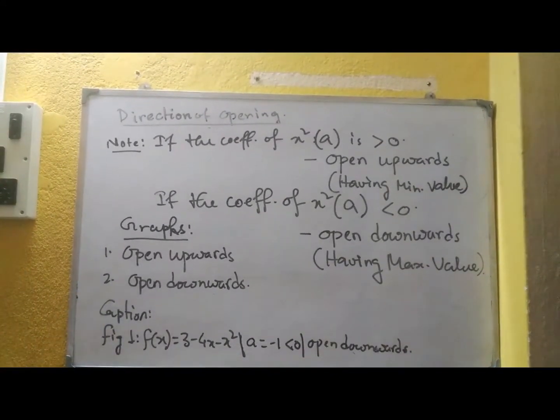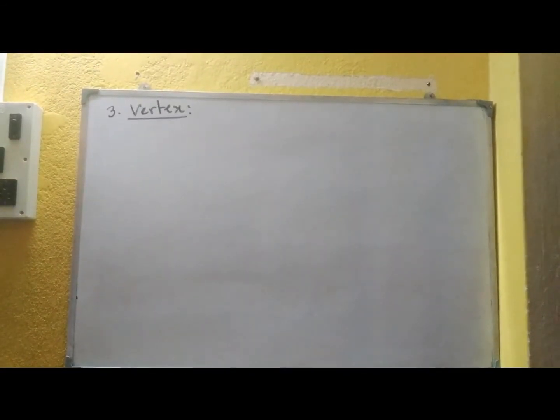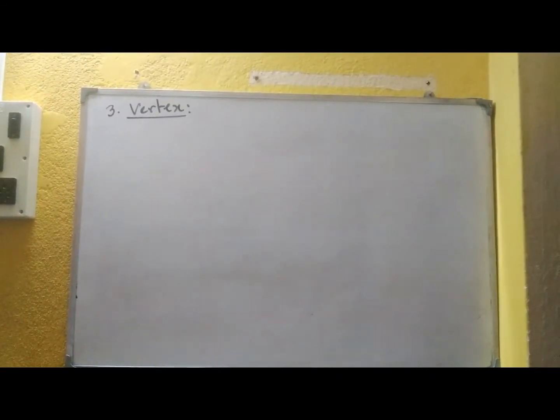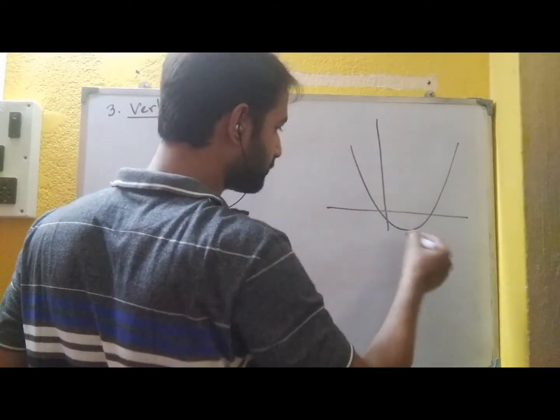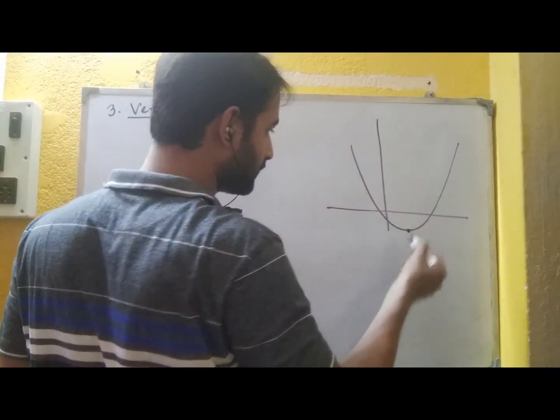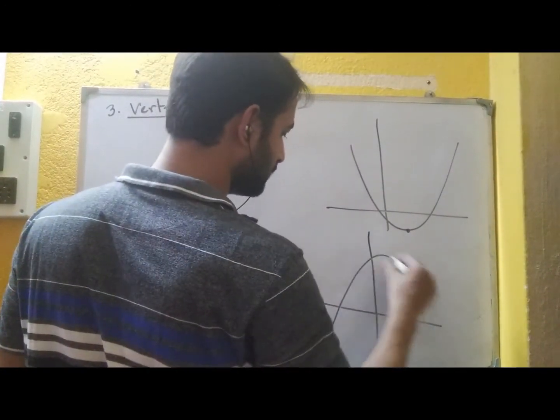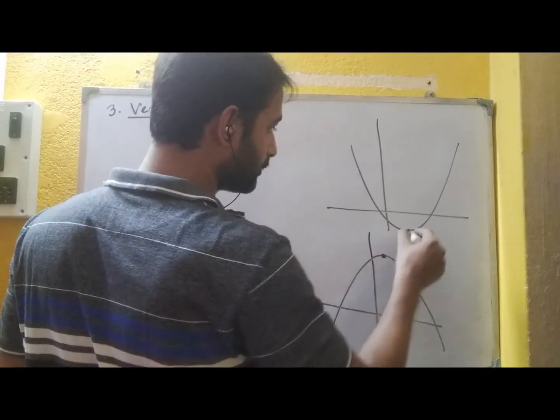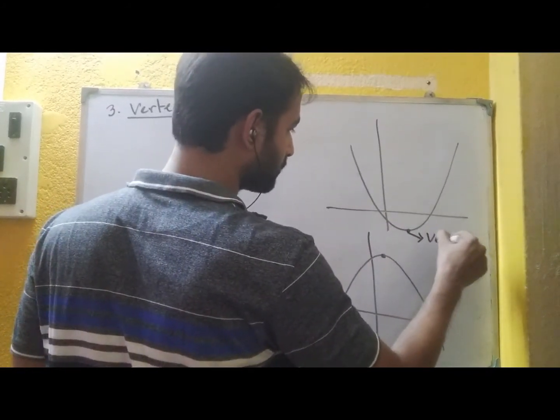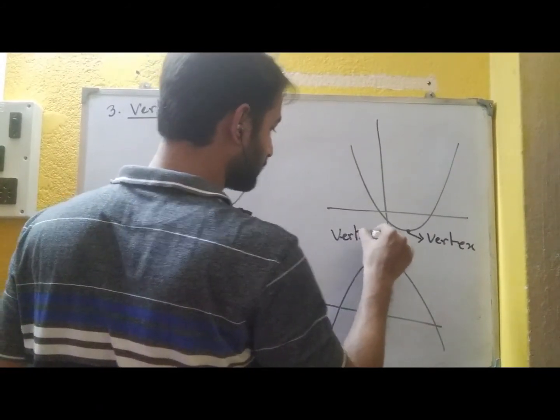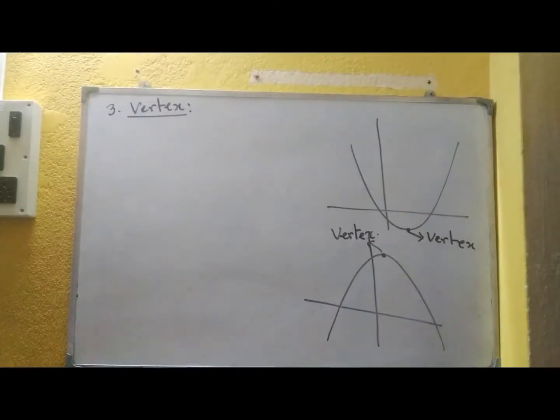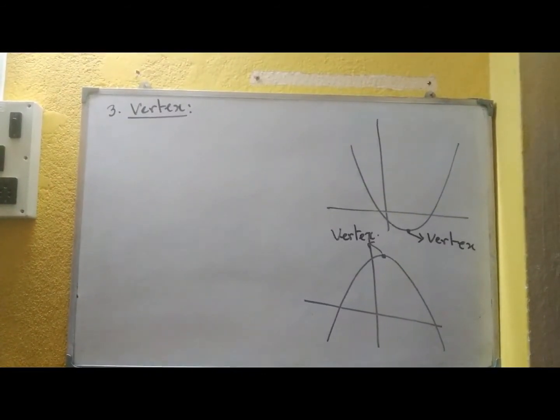Okay. So the next thing is the vertex. The vertex is the highest point of the graph or the lowest point of the graph. Suppose the graph is like this. The minimum point here is called the vertex, and here the maximum point is called the vertex. So the vertex is a point where the expression has either the maximum value or the minimum value. So how can we find it?